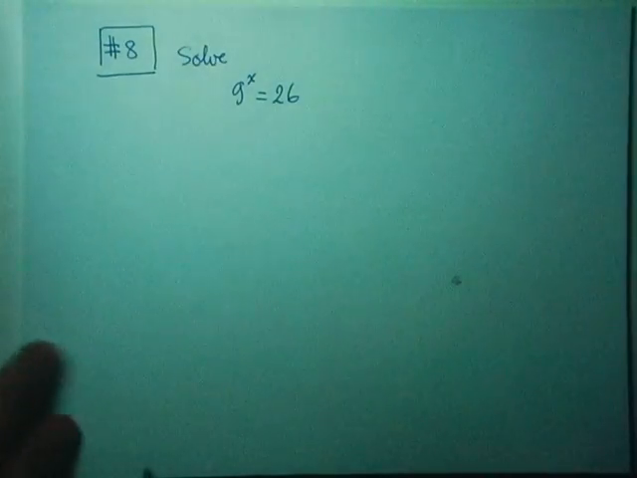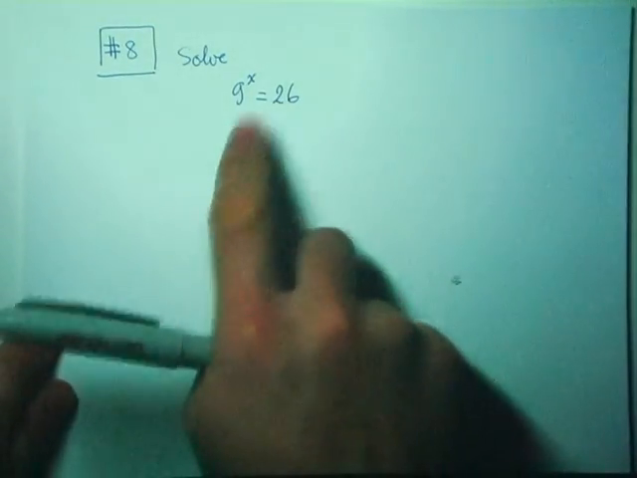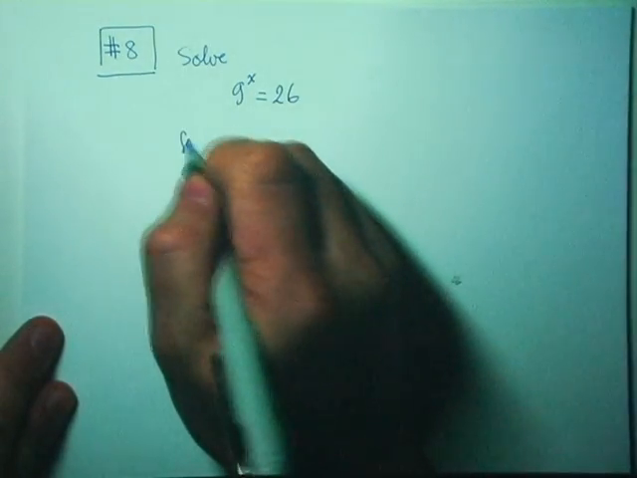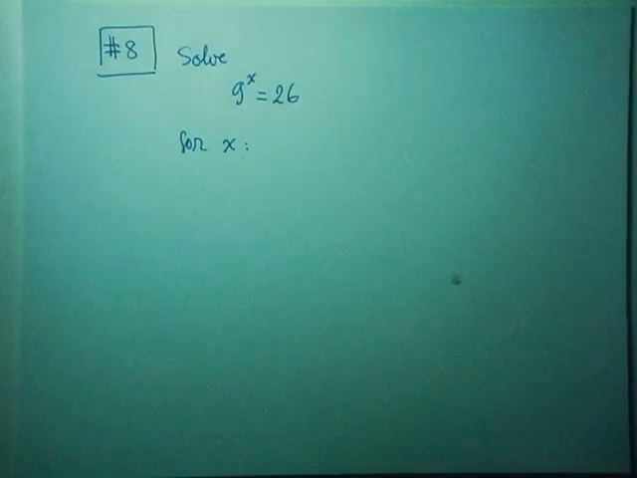Okay, so here we go. Problem number 8 on your homework 4.4. And once again, we have an exponential equation here, and we would like to solve for x. Starting with number 8, this is the problem where you need to use method number 2 to solve your exponential equation.